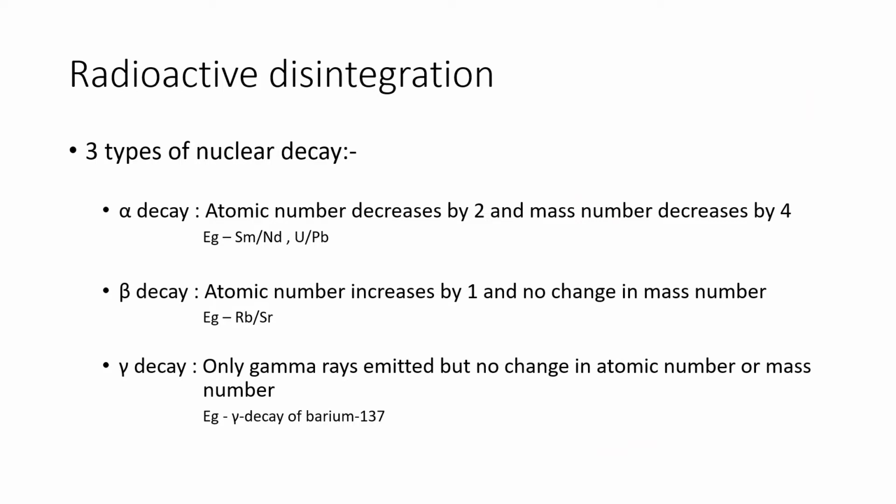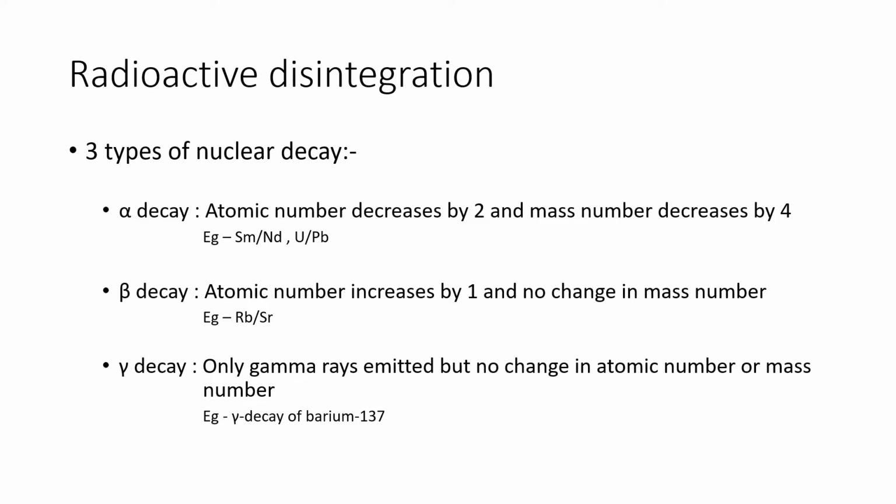So three types of nuclear decay which occur are alpha decay, beta decay and gamma decay, which you must have studied in previous 11th, 12th or even 9th, 10th classes. So in alpha decay, whenever an atom undergoes alpha decay, its atomic number decreases by 2 and its mass number decreases by 4.